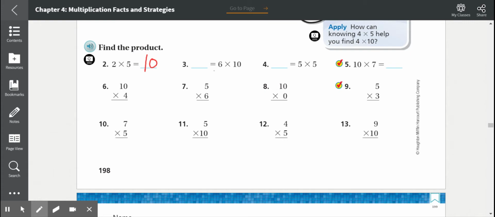So I'm counting on my fingers. 10, 20, 30, 40, 50, 60. 5 times 5. Let's count by 5 5 times. 5, 10, 15, 20, 25. 10 times 7, we're going to count by 10 7 times on your fingers. 10, 20, 30, 40, 50, 60, 70.